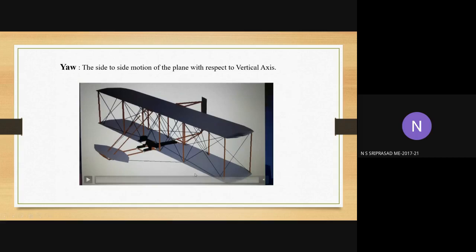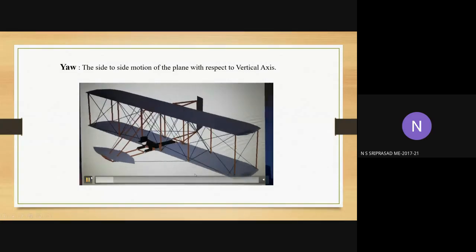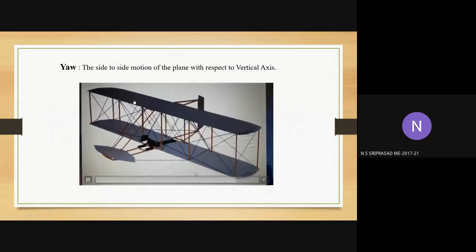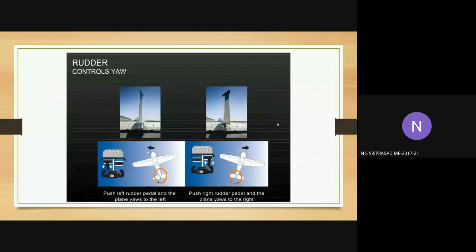Then you have another motion which is called the yaw motion. In your steering, like when you have a two-wheeler, you use steering to turn left or right, correct? Now this left and right motion in planes is called the yaw. And this is how it will look like. And the yaw is going to be controlled by the surface called a rudder.